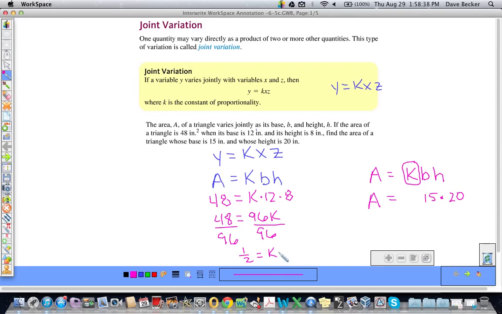And now we get to play Pac-Man. And we replace k with 1/2. And this is easy peasy. Now, 1/2 times 15 is a bit of a pain because you get a fraction or a decimal, but I don't have to multiply in order, remember? So I'm just showing you a quick way to do this in your head. 1/2 times 20 is 10, right? And then 10 times 15 is 150. So the area of this triangle is equal to 150 square inches. Easy peasy pumpkin pie. Okay, so that's a really good example of joint variation.